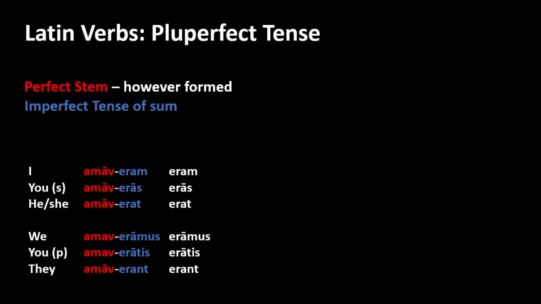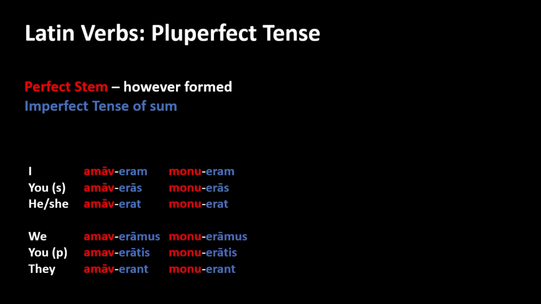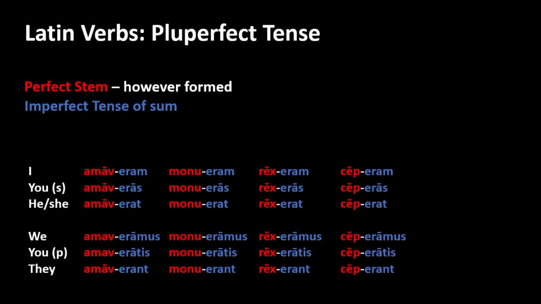There really isn't much to this tense, but let's have a look at the others. Monu, monueram. There it is. No need to go through each individual part. It is exactly the same as amo type verbs. Rex, rexeram. There it is, exactly the same. Cep, ceperam. Again, exactly the same.